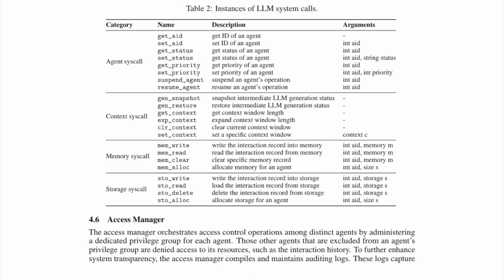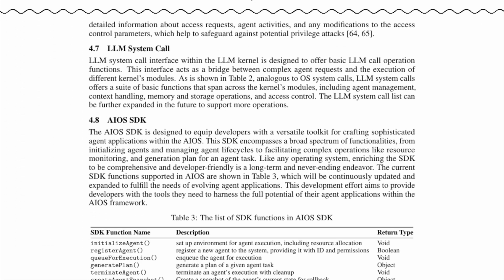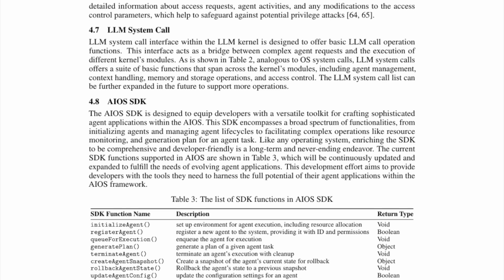Section 4.6, Access Manager. The Access Manager orchestrates access control operations among distinct agents by administering a dedicated privilege group for each agent. Those agents excluded from an agent's privilege group are denied access to its resources, such as the interaction history. To further enhance system transparency, the Access Manager compiles and maintains auditing logs. These logs capture detailed information about access requests, agent activities, and any modifications to the access control parameters, which help to safeguard against potential privilege attacks.